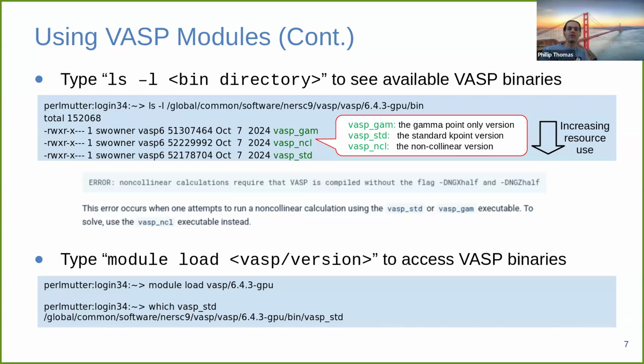So finally, if you type module load and then your version, this will actually apply the environment in the module to your user session on Perlmutter. And then you can just, for instance, type vasp_std to launch VASP. And so in this case, at the bottom, I showed this. If you type which vasp_std, it shows the path that's in the module that you just loaded.